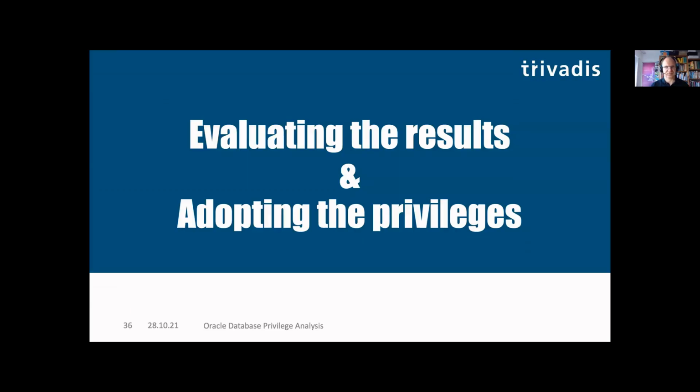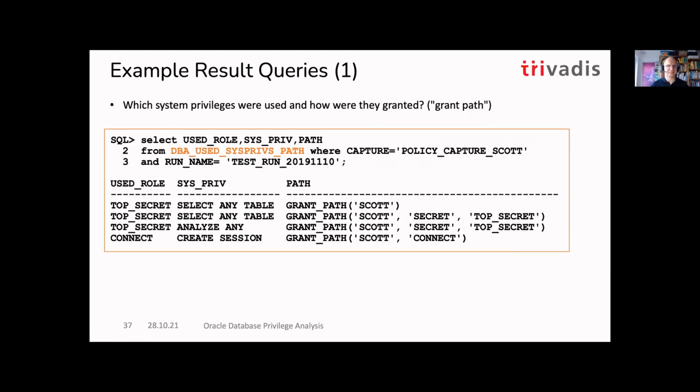Okay, so now we have got the data, and now we have to evaluate the results and create our own roles and grant statements to achieve the least privilege principle. And unfortunately, there's no real support from Oracle for this second part. Oracle provides all these dictionary views, DBA used and unused, but you have to do all the further work yourself. But let's go through these views first.